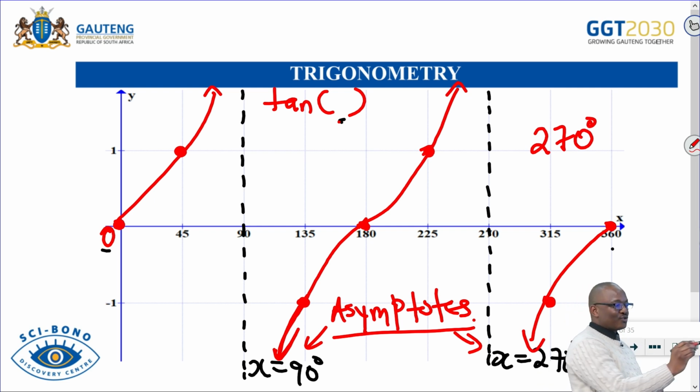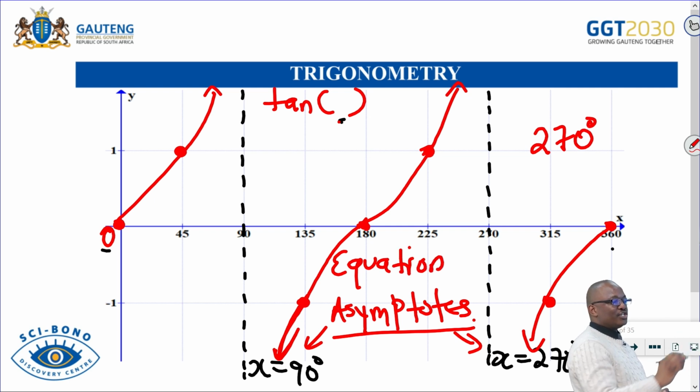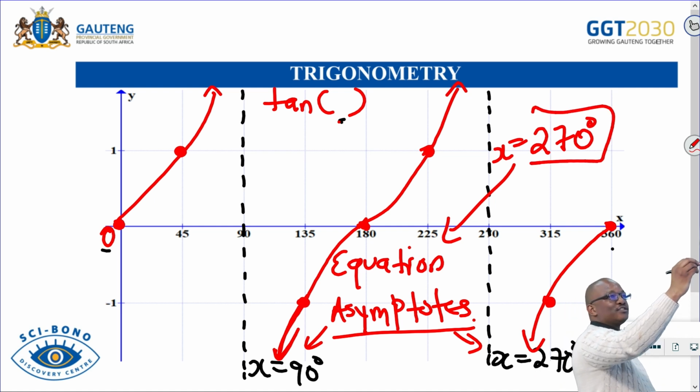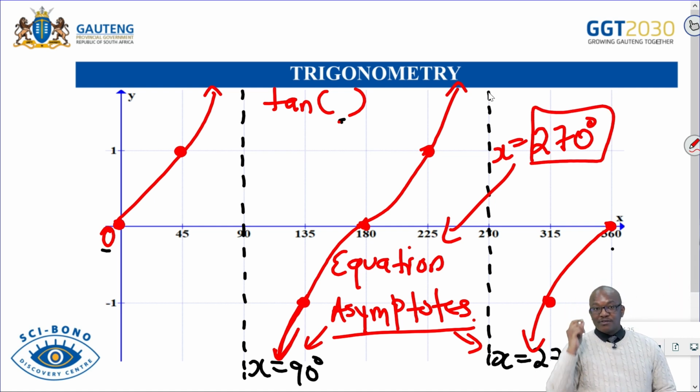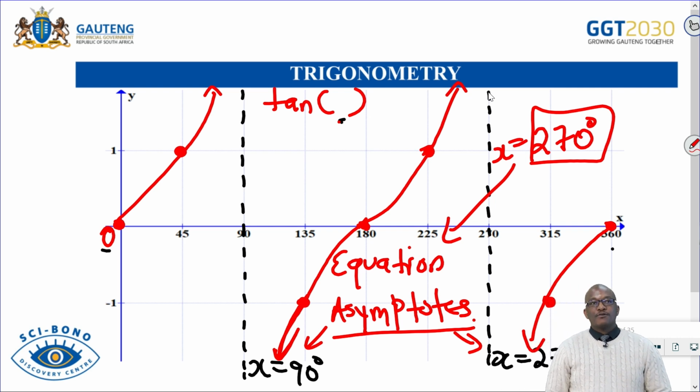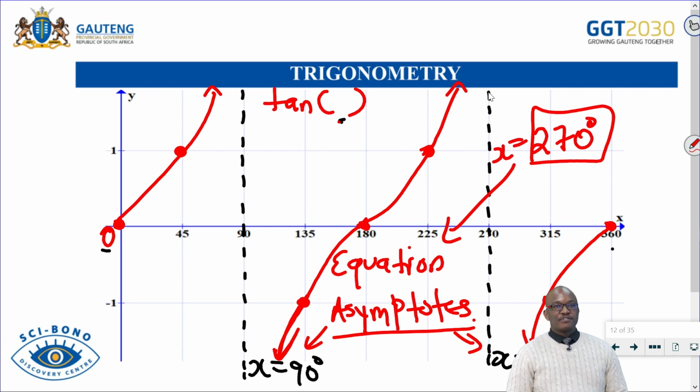But when the question says the equation of the asymptote, it must have an equal sign. The minute you say x is equal to, then that is the equation of the asymptote. Correct. If you only write 270 without saying x is equal to 270, then you will be penalized for that. Okay. So that's how we sketch our graph of tan.